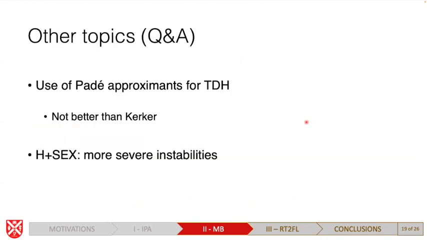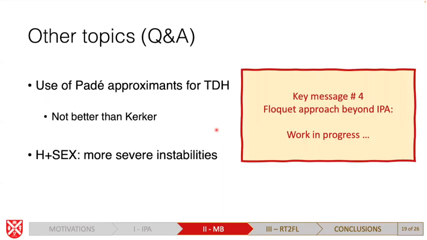Another thing we tried, that I don't have time to talk to you about, but if you're interested, you can ask me later, we tried using Padé approximants for TD-Hartree. It worked to an extent, but it wasn't better than what we already have, what I showed. And then at the Hartree plus X level, we found even more severe instabilities in the spectrum. Overall, the key message or the conclusion of this second part is that the Floquet approach beyond beta is under development, it's work in progress. It is fully implemented, but still facing some convergence issues.